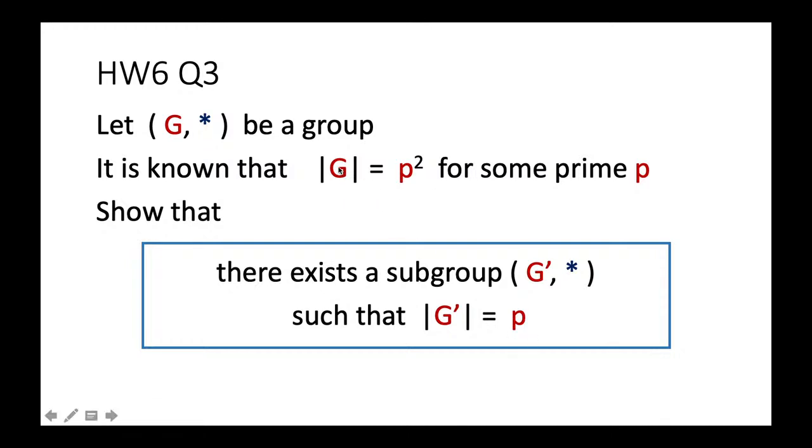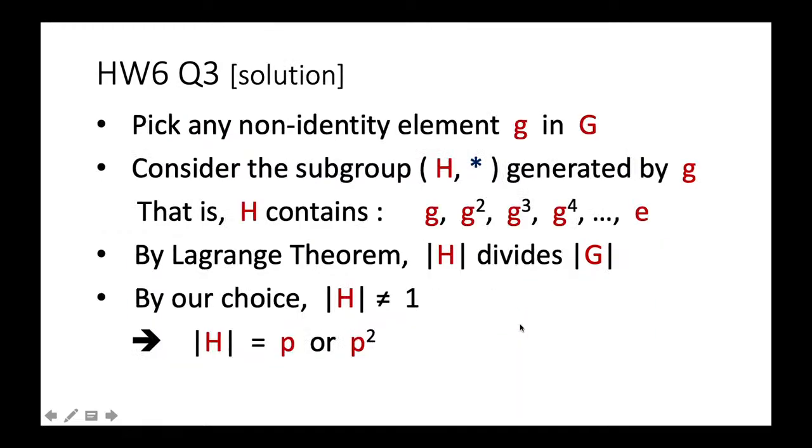So once the big G has P squared as its size, then we claim that there will always be a subgroup such that the size of G prime is equal to P. Why? So how do we do so? We can do things like this. First of all, let us pick any non-identity element G in big G.